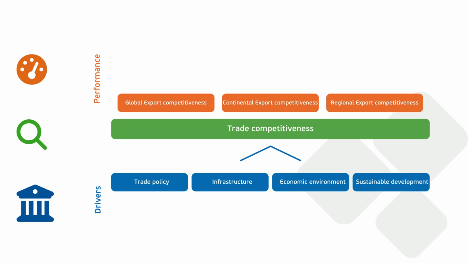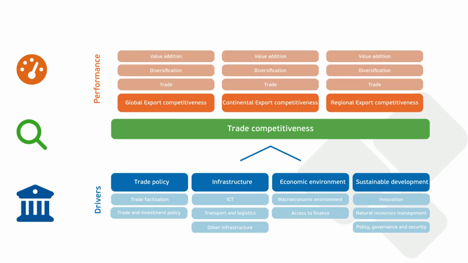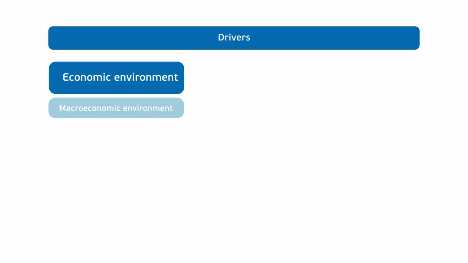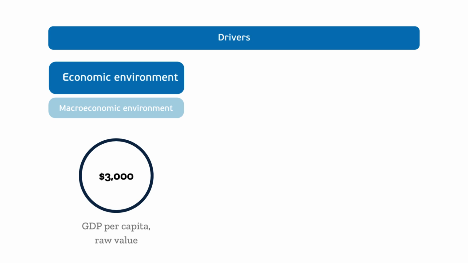Each of these indices is divided into several components, which bring together specific factors or indicators that conceptually belong together. To facilitate the comparison, we computed a score that indicates how well a country is doing in a particular area. How are these scores computed? Well, let's use the example of GDP per capita.